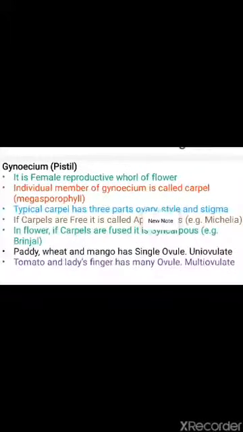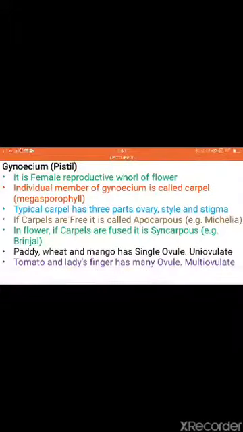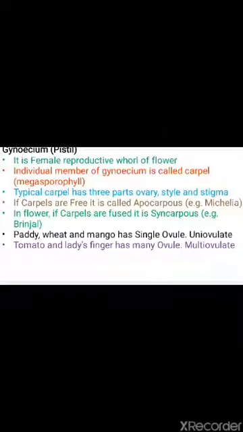Now the next topic is the gynoecium. It is also called the pistil. So what is this gynoecium? The gynoecium is the female reproductive whorl of the flower. It is the female reproductive part. The individual member of the gynoecium is called a carpel, or you can say that the carpels form the gynoecium. A carpel is made up of three parts: ovary, style and stigma.